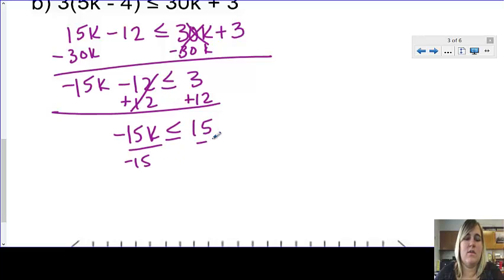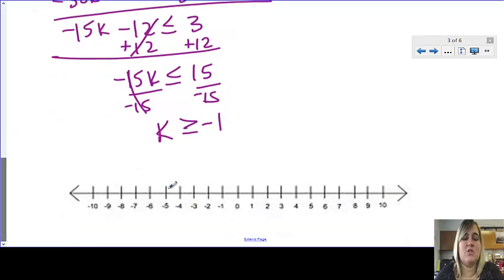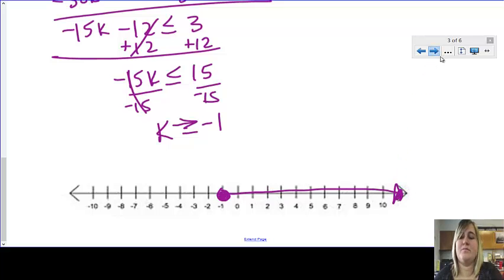Divide by negative 15. Remember, when I divide by that negative, my sign must flip. 15 divided by negative 15 is a negative 1. So my point that I'm talking about is at negative 1. It has the equal, so I'm going to shade it in. And then since my variable is on the left, if I change my sign to an arrow, it points to the right, so I shade to the right. That's my final answer.